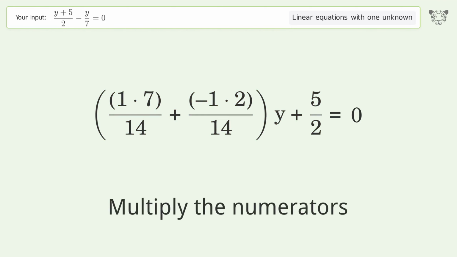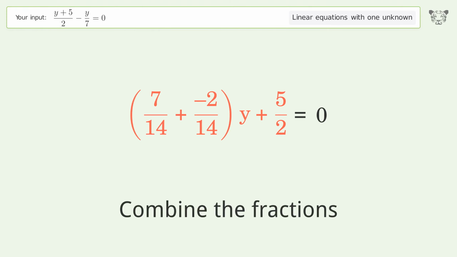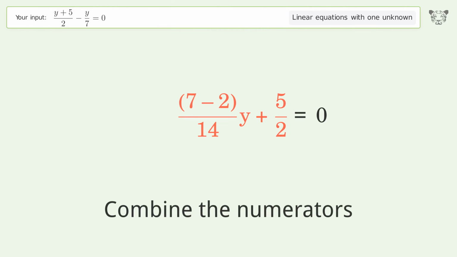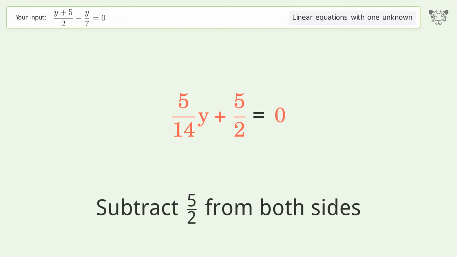Multiply the numerators. Combine the fractions. Combine the numerators. Group all constants on the right side of the equation. Subtract 5/2 from both sides.